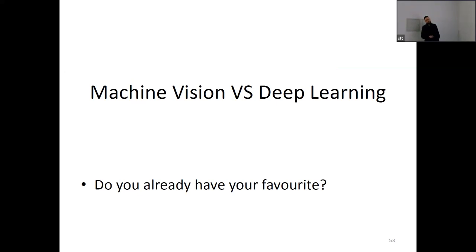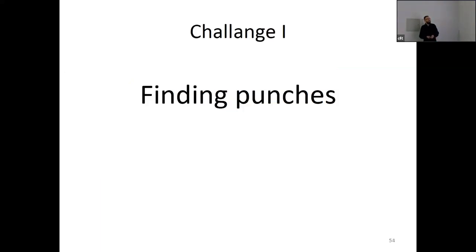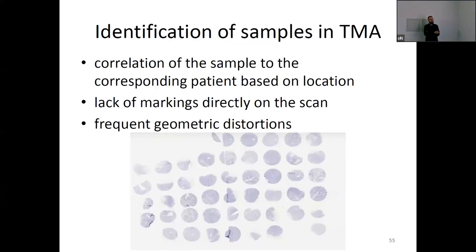Okay, so you have the basic idea of machine vision and what deep learning is and what the basics of that are. Then I want to show you some case studies, challenges that I encountered through my scientific work. The first one is finding punches. Punches are what we call the discs of tissue here. And one of my tasks throughout my scientific work was to identify the samples in these tissue microarrays.